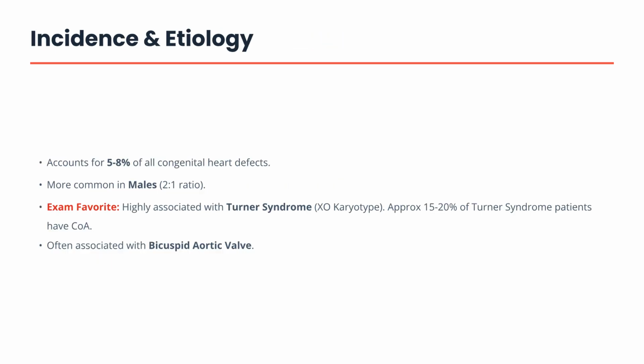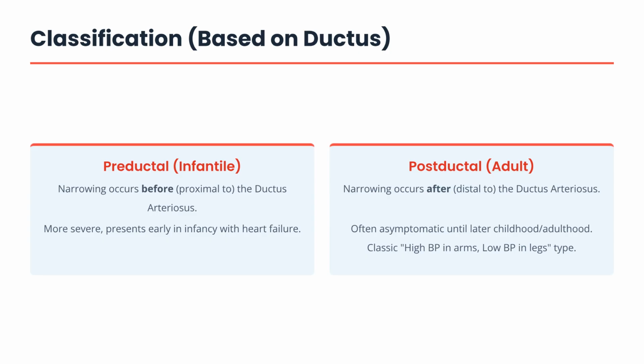COA accounts for 5 to 8% of all congenital heart defects and is more common in males. It is highly associated with Turner syndrome, where approximately 15 to 20% of patients have COA. It is also often associated with a bicuspid aortic valve.